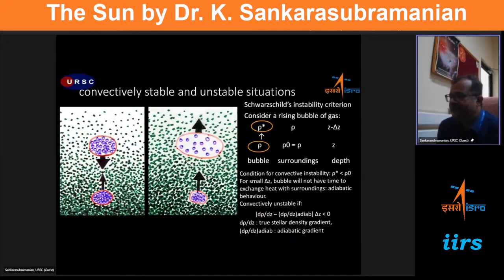How does the convection work? It is a kind of cartoon shown on the left hand side. What you see is stable and unstable convection.